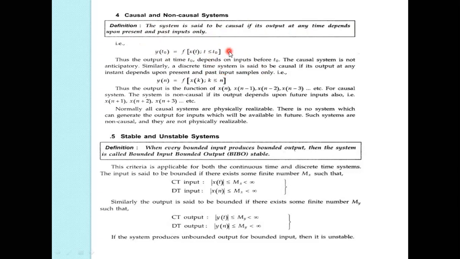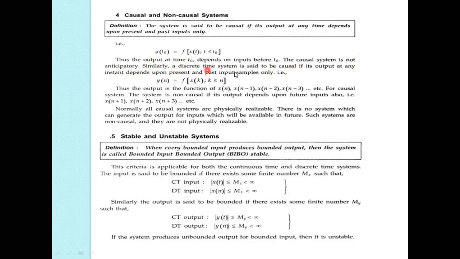Equal to means it is the present, less than means it is the past. Thus, the output at any time t naught depends upon the inputs before t naught. The causal system is not anticipatory. Anticipatory means it is before it happens.